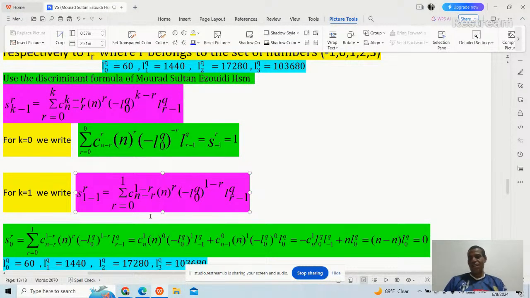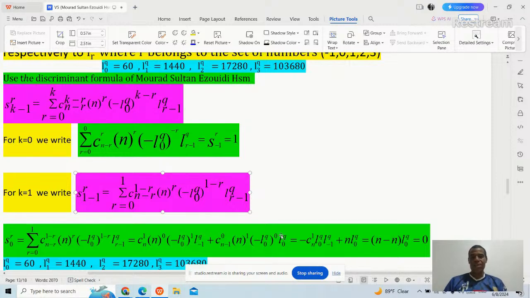If you want to replace r with 0, then r with 1, you will get, learners, exactly the following: combination n choose 1, n raised to the power 0 between parentheses minus L0 for the q raised to the power 1 times L minus 1 over the q, plus, when r equals 1, combination n minus 1 choose 1 minus 1, which is 0, so that's why here it's written 0. n raised to the power 1 times between parentheses negative L0 for the q times L0 for the q. This one raised to the power 0 is 1.